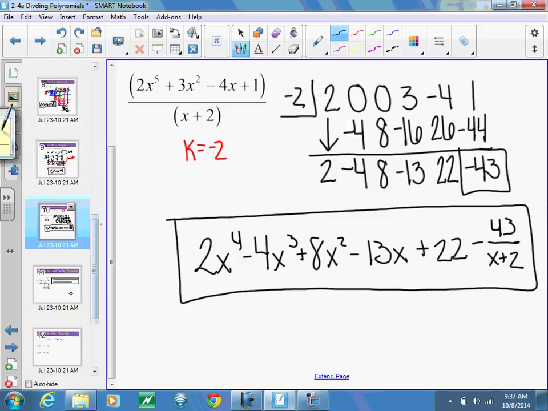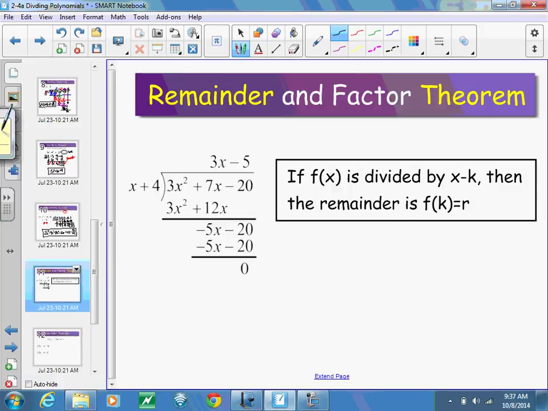Now next we're going to go into the remainder and the factor theorem, starting out with the remainder theorem. What the remainder theorem says is that if f of x is divided by x minus k, so you're dividing by a polynomial of degree 1 with a leading coefficient of 1, then the remainder is going to be f of k, and that's what your remainder will be.